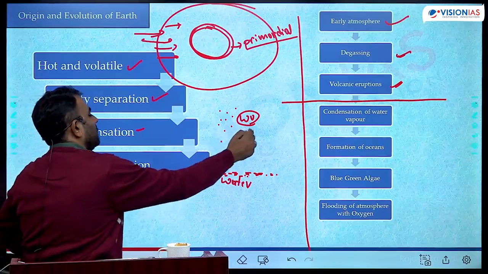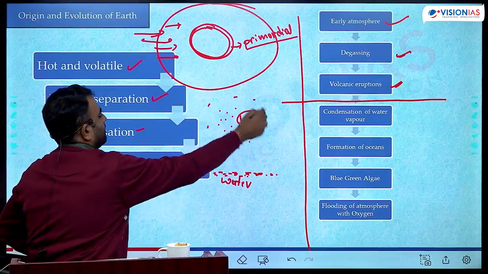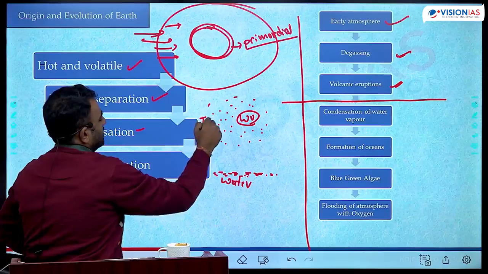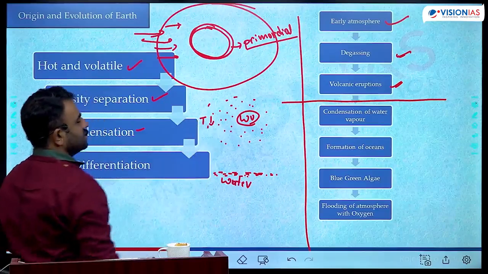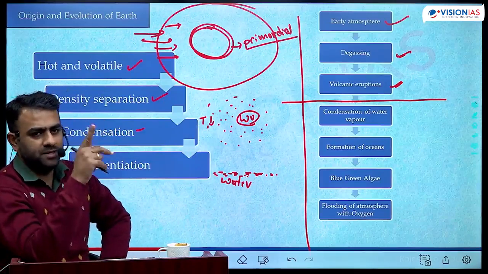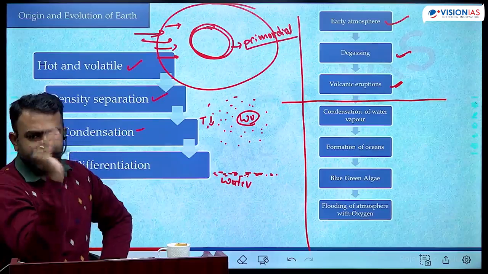Water vapor accumulated in the atmosphere. It has a very important characteristic. If the temperature decreases, water vapor condenses. Condensation is the process of conversion of water vapor into liquid water. Atmosphere के अंदर तो सारा आ गया.